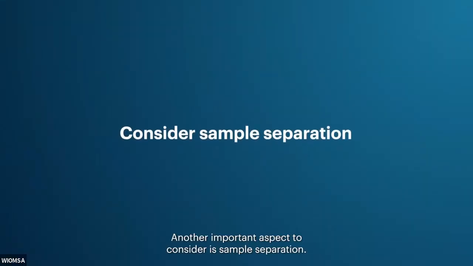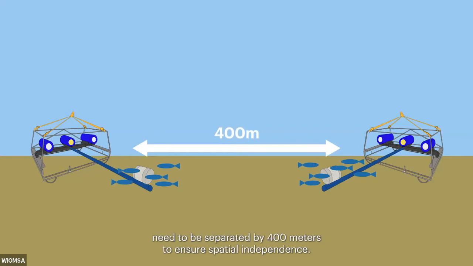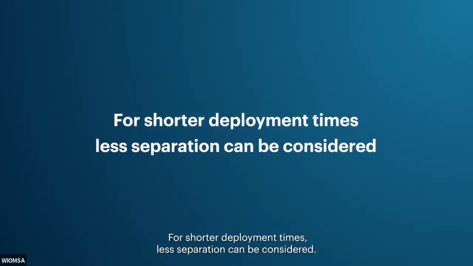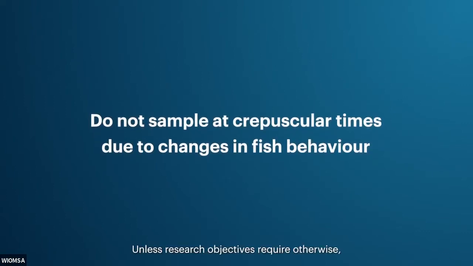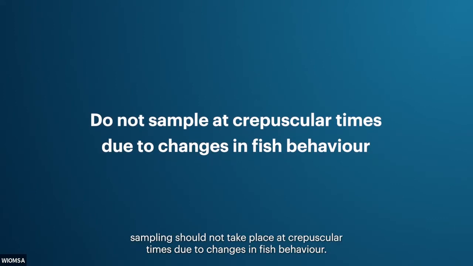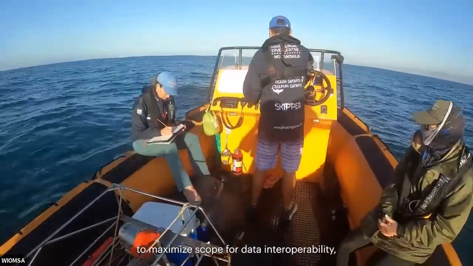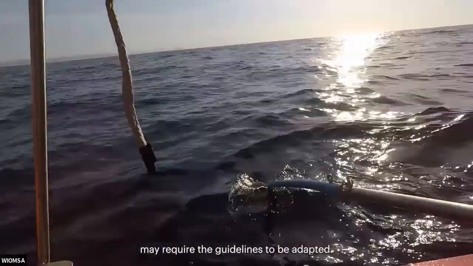Another important aspect to consider is sample separation. Because of the bait plume and extended deployment time, adjacent stereo BRUVs samples need to be separated by 400 meters to ensure spatial independence. For shorter deployment times, less separation can be considered. Unless research objectives require otherwise, sampling should not take place at crepuscular times due to changes in fish behavior. Researchers are encouraged to follow these standards to maximize scope for data interoperability, but acknowledge that specific research objectives may require the guidelines to be adapted.